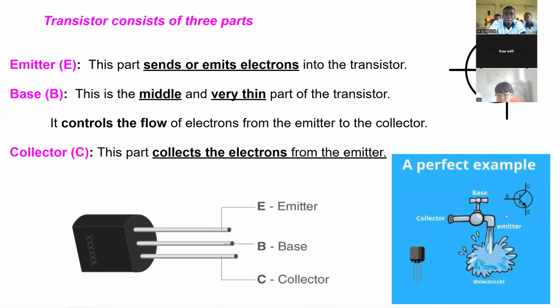So you can kind of see from this perfect example, the base is the middle. You can think of it as a floodgate. The base is the middle. It controls the flow. It can turn the knob to make the current faster. The emitter is where it sends out electrons into the transistor. The collector is the part that collects the electrons from the emitter.